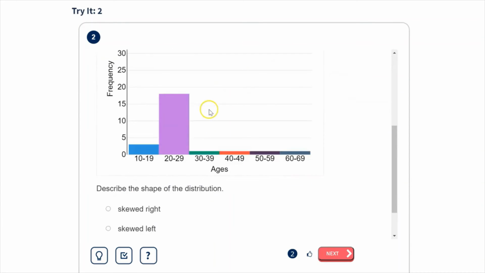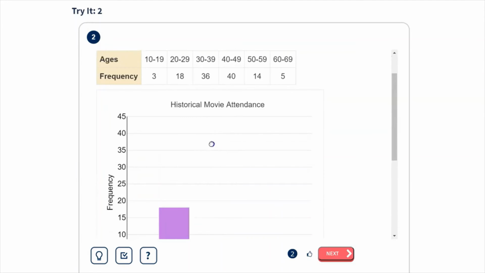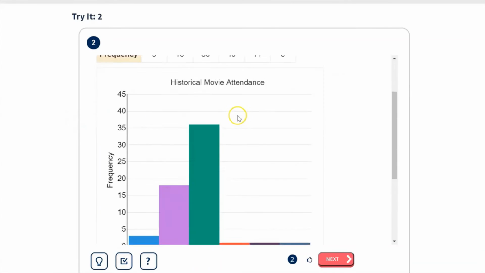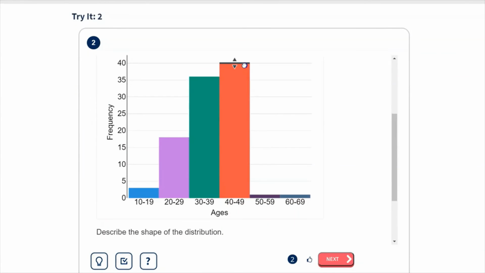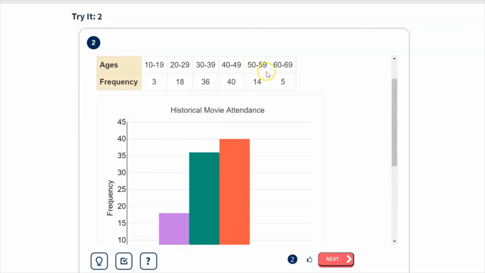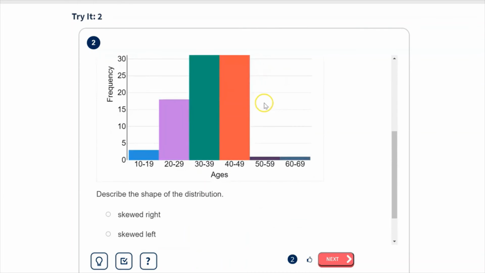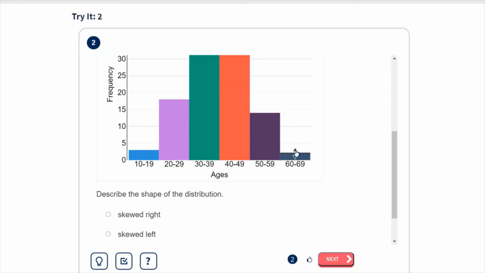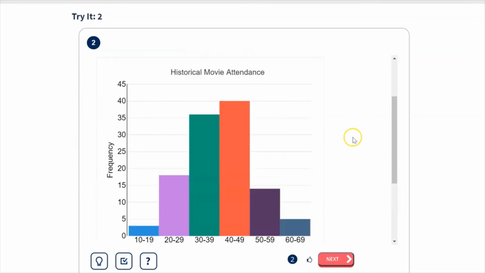36 people were aged 30 to 39. 40 people were aged 40 to 49. 14 people were aged 50 to 59. And 5 people were aged 60 to 69.